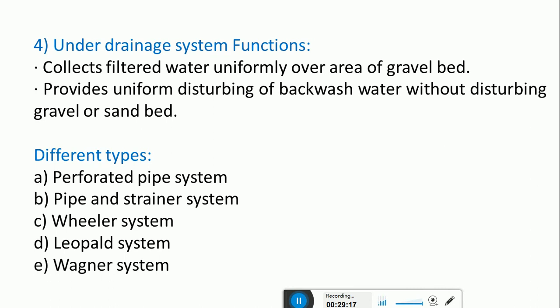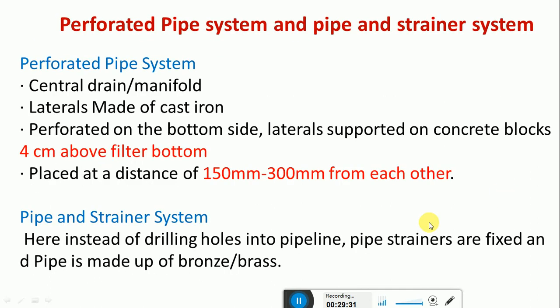disinfection. So we have different types of the under drainage system, that is perforated pipe system, pipe and strainer system, Wheeler system, Leopold system and Wagner system. Perforated pipe system and pipe and strainer system.